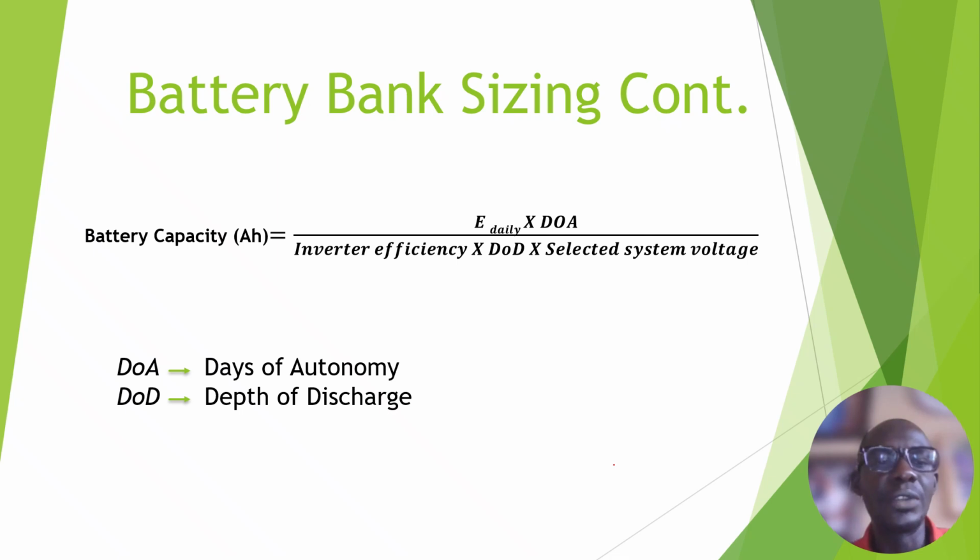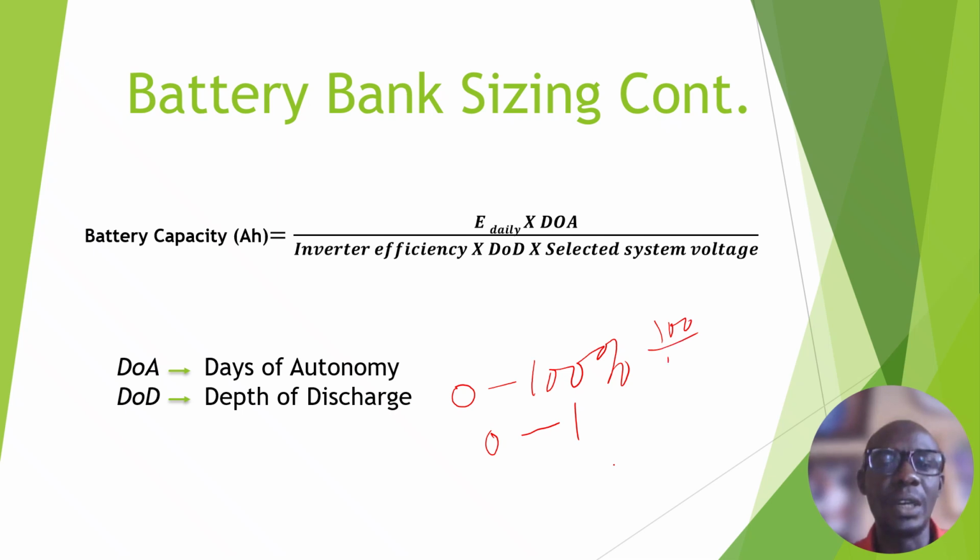Then, when we are talking about the depth of discharge, it means, for instance, let me say your battery charges from 0 to 100%. Are you getting it? So that's from 0 to 1. 100% means 100 over 100, right? Which is equal to 1.